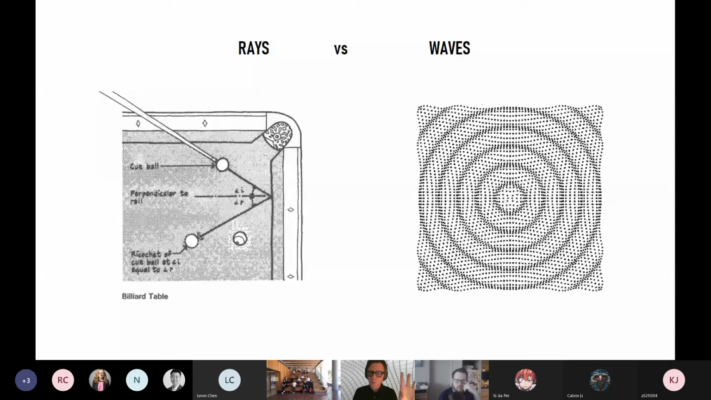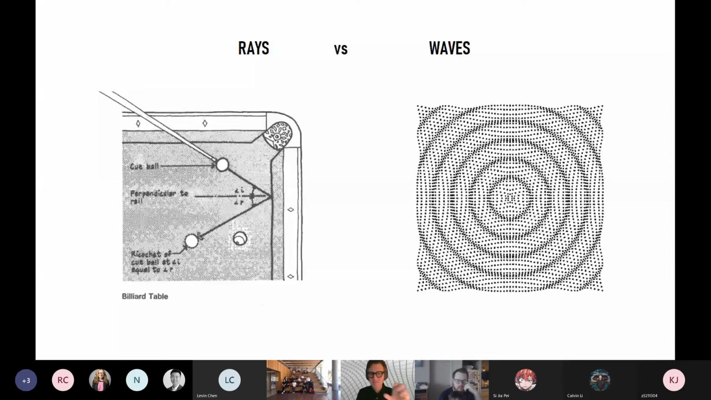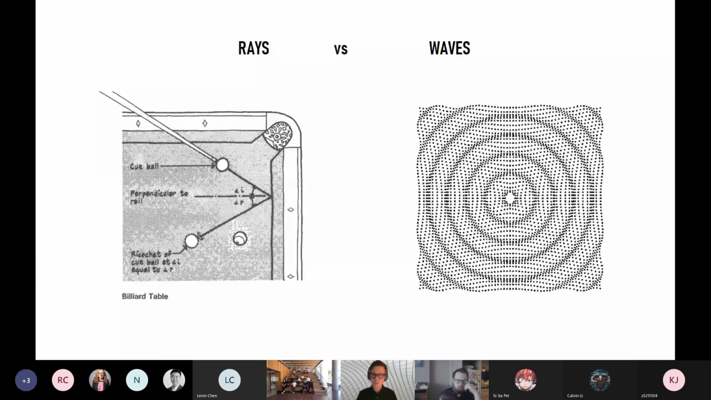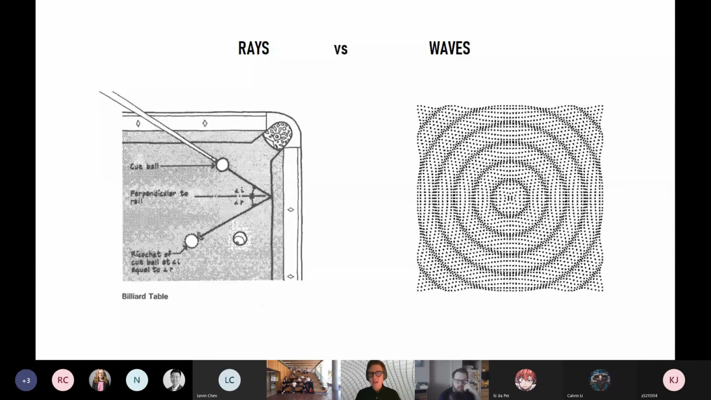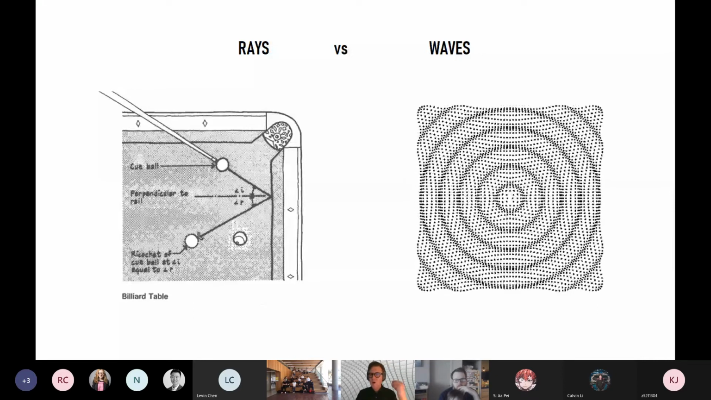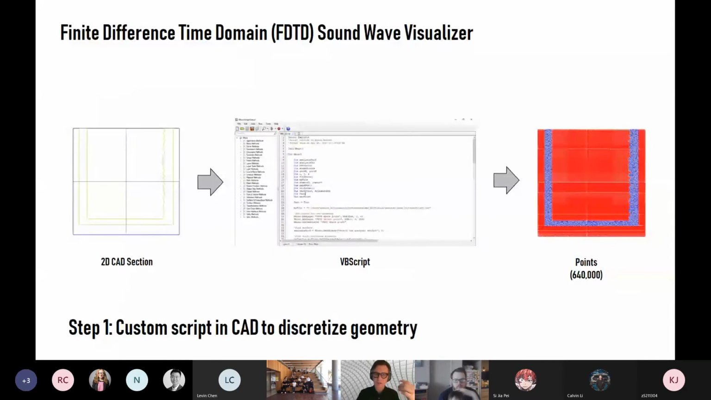However, what we should always remember is that sound is not a ray. Sound is actually a wave, right? It is a pressure wave in a medium, and that medium is air. And so if we're actually going to understand sound, what we have to do is actually model the air that sound energy is traveling within.